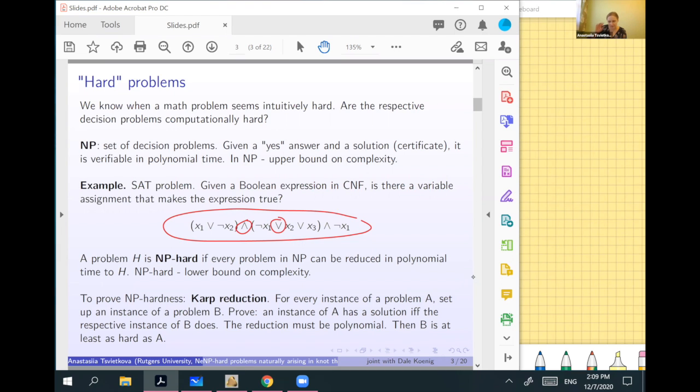So, a very quick review of basics. Of course, the initial question is, we will look at NP-hard problems. It's a lower bound in complexity. Is it a good bound? And that's a tricky question.